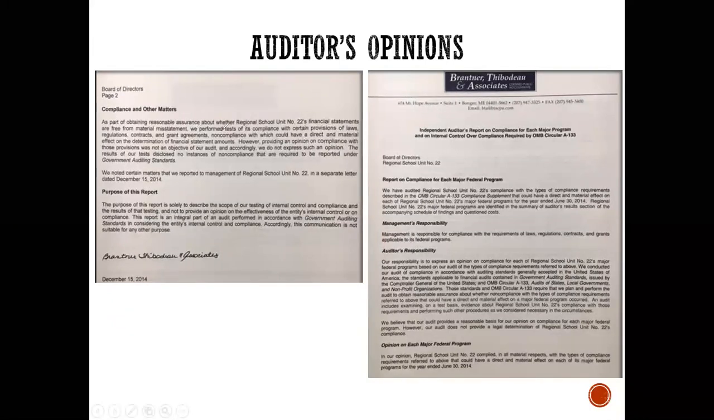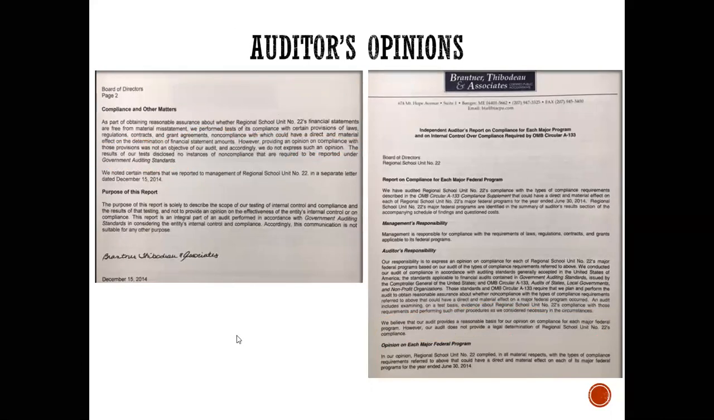Once again, however, providing an opinion on compliance with those provisions was an audit objective. Here was not an objective of our audit, and accordingly, we do not express such an opinion. Right? They're not going to express an opinion on something that they did not actually look at and audit. Right here, we believe that our audit provides a reasonable basis for our opinion on compliance for each major federal program. However, the audit does not provide a legal determination of Regional School Unit number 22's compliance. Once again, it just was not part of the audit.